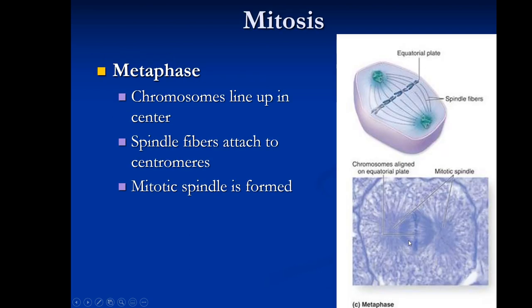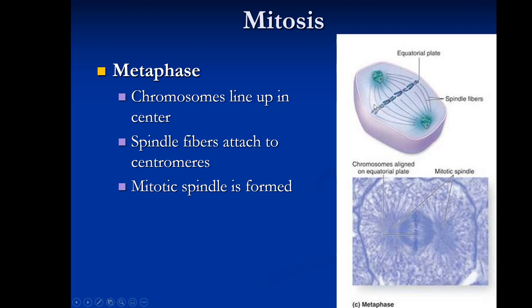So then we start seeing some action here. Metaphase is the next phase. The chromosomes are lining up in the middle of the cell, and that's due to these spindle fibers, these microtubules coming out from the centrosomes. They're basically attaching to the centromeres and lining them up. So the spindle fibers attached to the centromeres line them up in the middle of the cell.